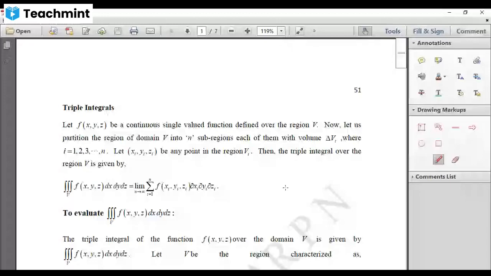Hello everyone. In today's class, let us learn about triple integral. Now suppose f of xyz is a continuous single valued function defined over the region V of a space.